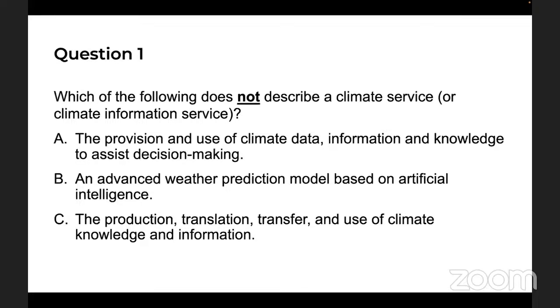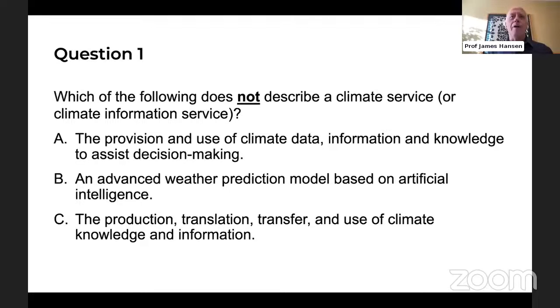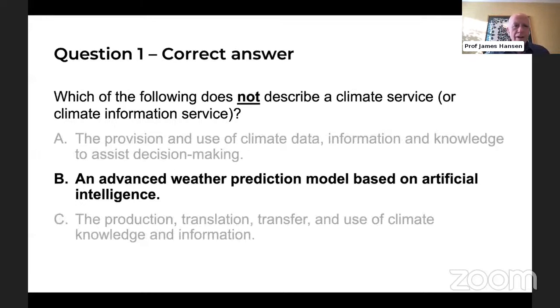Question 1. Which of the following does not describe a climate service or CIS? The correct answer is an advanced weather prediction model based on artificial intelligence. It might be a component of a climate service, but if it doesn't explicitly connect to decision makers or decision making, it's not a climate service. Climate services must include both the information and its use for decision making.